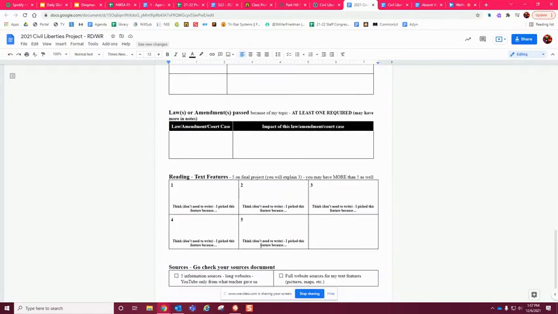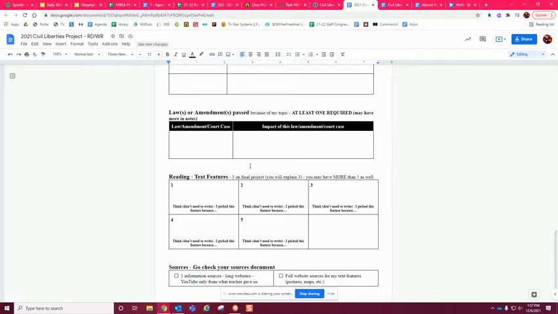And then this last part here, you're not really going to have to write anything right now, but keep in mind you are going to have 5 text features on your project. You can have more if you want, but you are going to have to explain 3 of them in the sense of why did you choose that and why did you put it there.